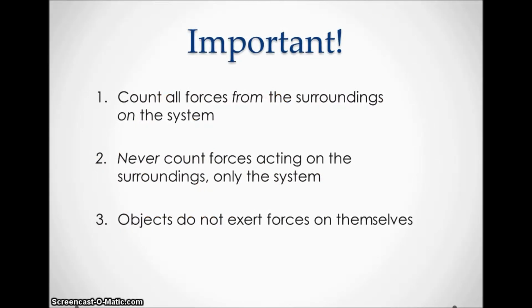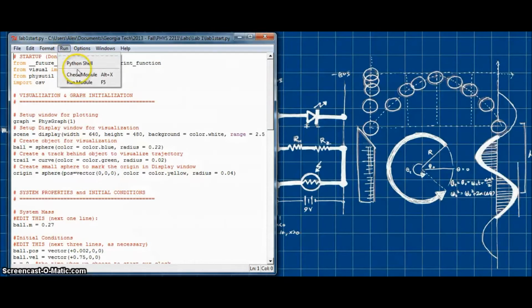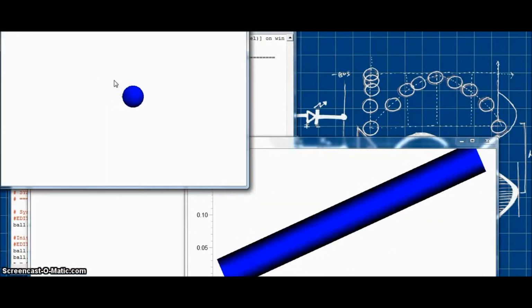It is important to note that just because the net force is 0, that does not mean there aren't any pushes or pulls acting on the system. In fact, there could be many pushes and pulls acting on the ball, such as friction between the volleyball and the table or drag force. When calculating the pushes and pulls that affect the net force, we must be careful to count all forces acting on the system from the surroundings, to not count any forces acting on the surroundings, only the system, and to remember that objects do not exert forces on themselves. Here is an animated representation of my experiment using this code.